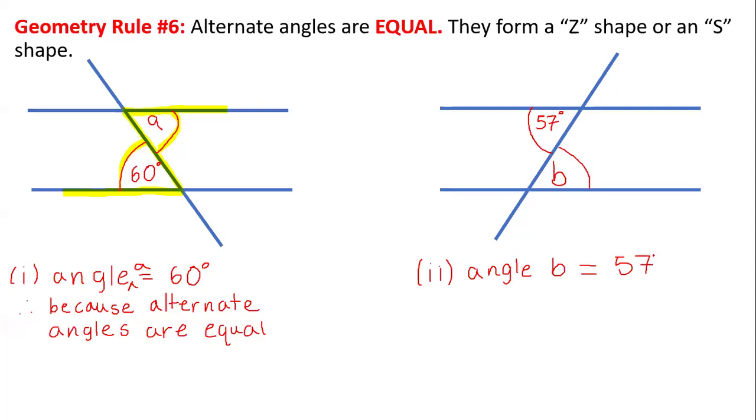And what's the reason why? Because alternate angles are equal. Because these are on the inside, we call them alternate interior angles. So alternate interior angles, or alternate angles, are equal. If this is 57, and we know that they are alternate angles, then both of them must be equal to 57.